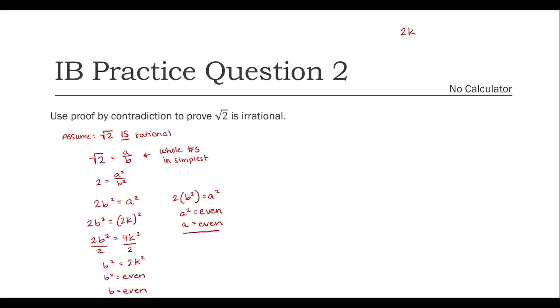So if a is even and b is even, then our a over b is not in its simplest terms. So the square root of 2 is not rational, because it can't be written as a fraction with whole numbers in simplest terms. So here is how we prove that the square root of 2 is irrational.